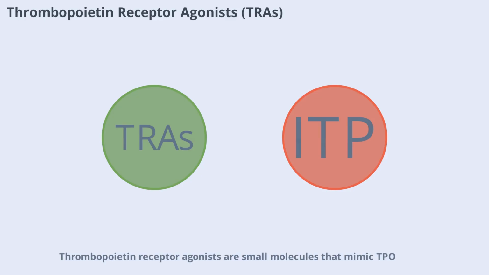Thrombopoietin receptor agonists are small molecules that mimic TPO. Romiplostim and eltrombopag are approved for treating immune thrombocytopenia, ITP, a disorder marked by low platelet counts due to immune-mediated destruction and impaired production. Symptoms include easy bruising, superficial and prolonged bleeding, and spontaneous bleeding from gums or nose. Traditional treatments focus on reducing platelet destruction.